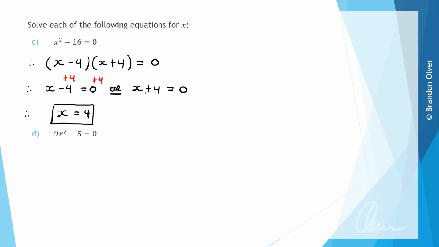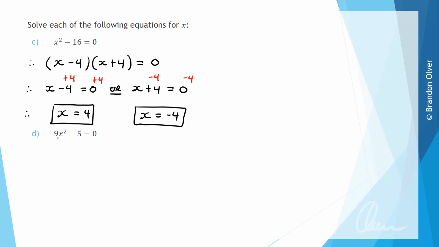For the second part of the Null Factor Law, which told us that x plus 4 could equal 0, we'd subtract 4 from both sides, giving x is equal to -4 as the second solution to that equation. For part D, we have 9x squared take 5 is equal to 0. So once again, the equation's equal to 0, and we just need to factorize the left-hand side in order to solve this using the null factor law.